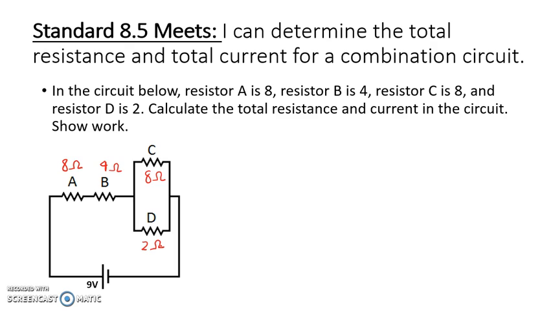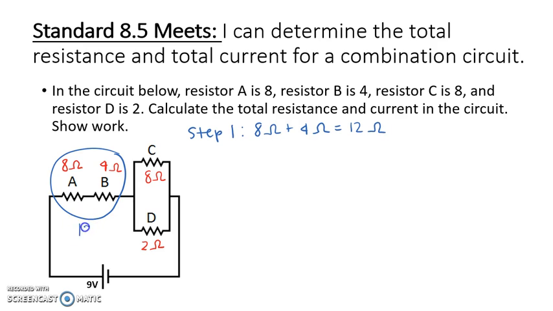Our first step is to figure out what things we are going to add first. Right now, I see that A and B are in series, and I know that when things are in series, I can just add them together like normal. So for step 1, I'm going to find things that are in series and add them together. 8 ohms plus 4 ohms gives me a total of 12 ohms. So together, those are equal to 12.